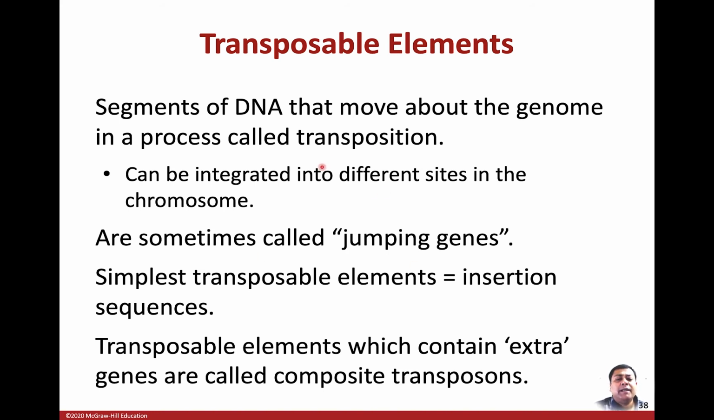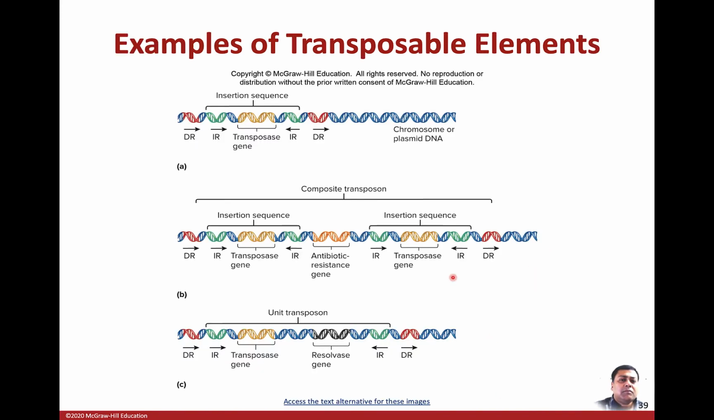But now by transposons, we mean specific sequences in the genome which insert at multiple sites, multiple times, and that is the definition of transposable genes or transposons. They have specific insertion sequences, and they can contain extra genes, in which case they are known as composite transposons. So let's take a look at these transposable elements.